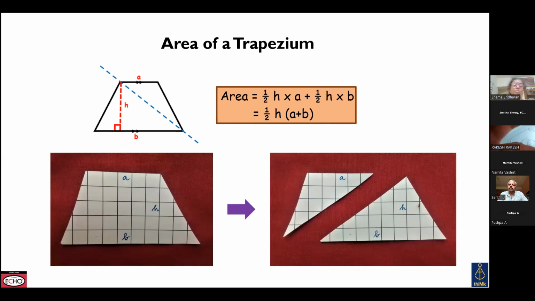Yeah, and then we come to the area of a trapezium. And again, it can be cut into 2 triangles. One triangle has a base of a and the height is h. The other triangle has a base of b and height h, and put them together and you get the area of a trapezium as half h into (a plus b).